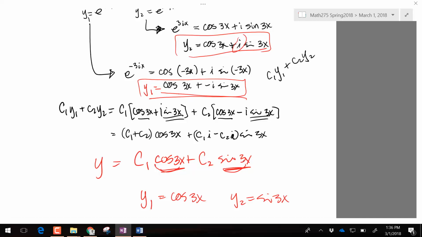We're going to be talking about going into other worlds towards the end of the semester. We're going to go into what's called the Laplace world. Yeah, we're going to go into a different world to solve differential equations.